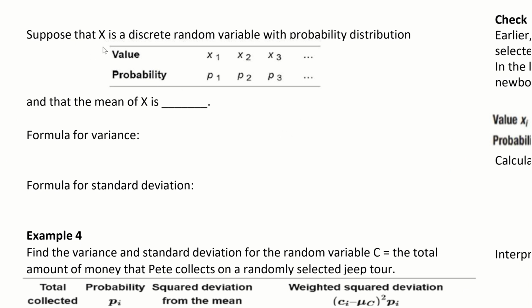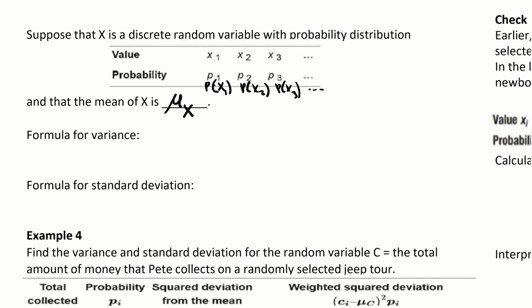Okay, so suppose x is a discrete random variable with the following probability distribution. Again, they use P1, P2, P3, but on the AP exam, they use P of x1, P of x2, P of x3, and so on and so forth. So we're going to use that notation, all right? We know that the mean or the expected value of x is mu x, the capital X. Okay.